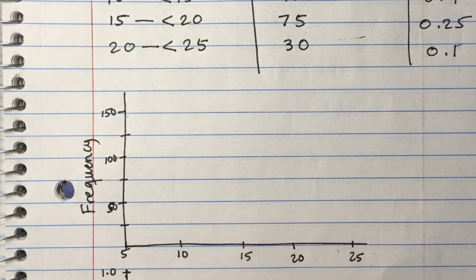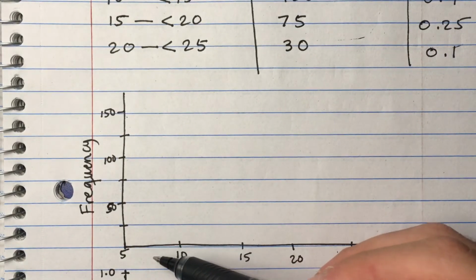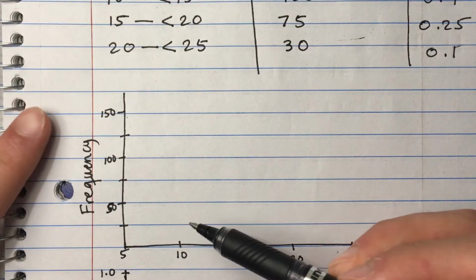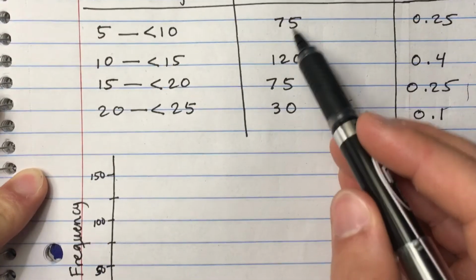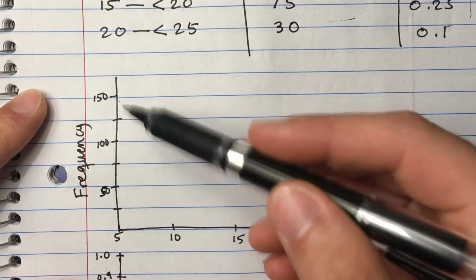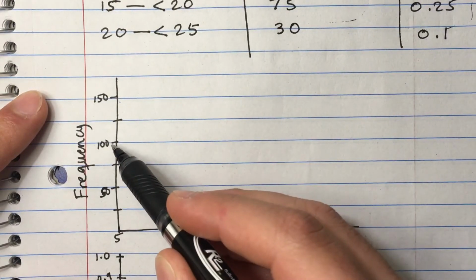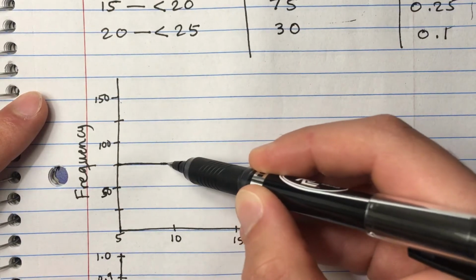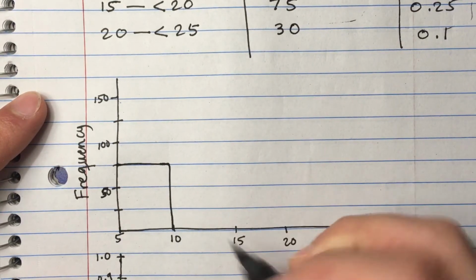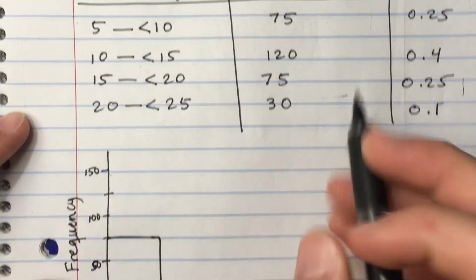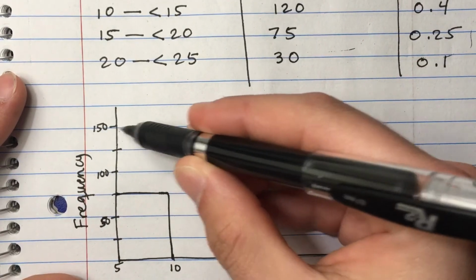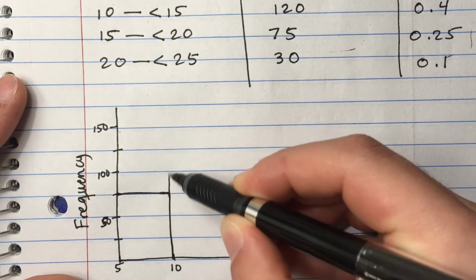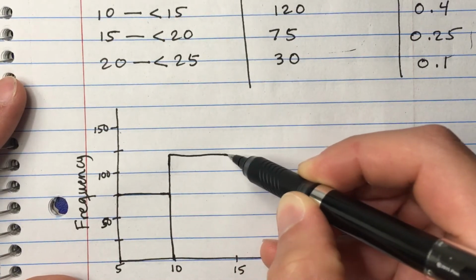All right, so what was the frequency of the first interval from 5 to 10, not including 10? We look at the frequency, that's 75. You see the y-axis right here. So if that's 100, this is 50, this should be 75. So you got 75 for the first interval. The 10 to 15 interval, we got 120. So if that's 150, this is 125, a little less than this right here. So that would be something like that.